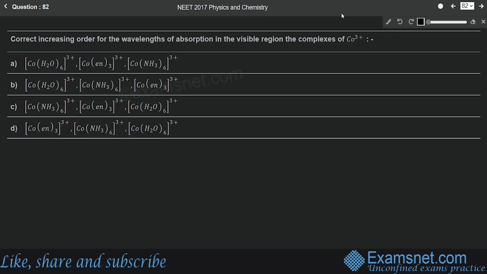Now question number 82 is from the chapter coordination compound, and the question is: correct increasing order for the wavelengths of absorption in the visible region of the complexes of cobalt 3+ is. Okay. Now here we should know that for stronger ligands, the energy of the light absorbed will be more. Energy will be more, but the wavelength of the light absorbed will be less, right?